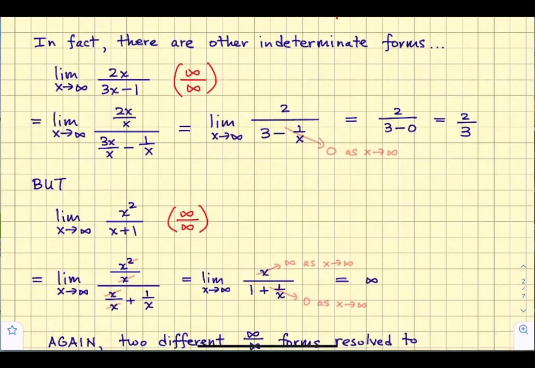If you were to take a look at the limit as x approaches infinity of 2x over 3x minus 1, notice as x goes to infinity, 2x is going to infinity, and 3x minus 1 is also going to infinity.